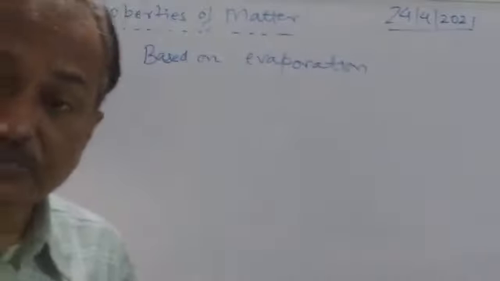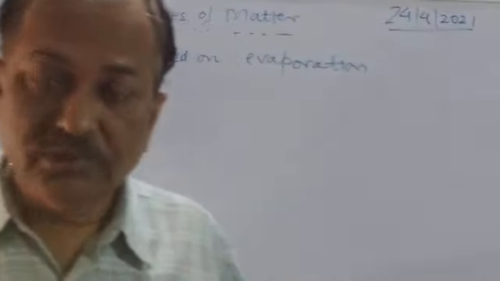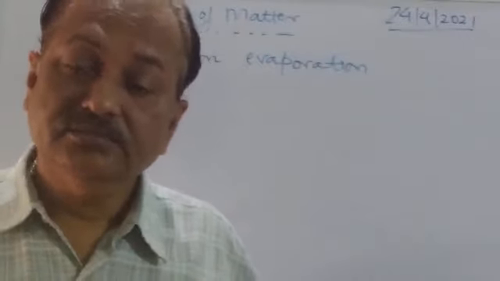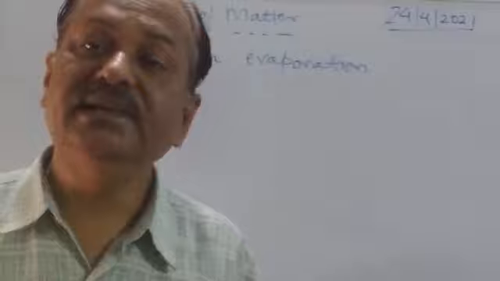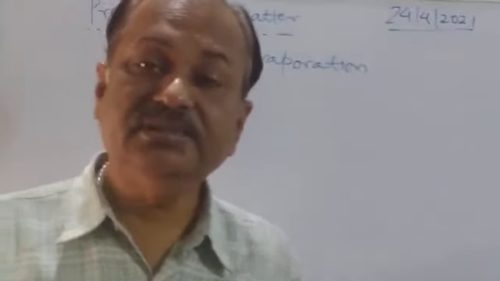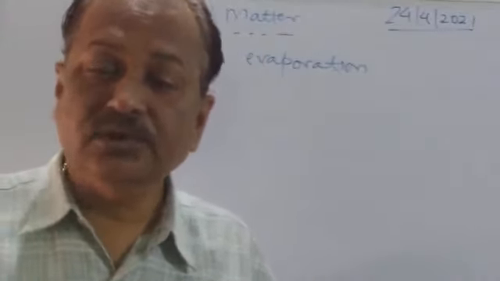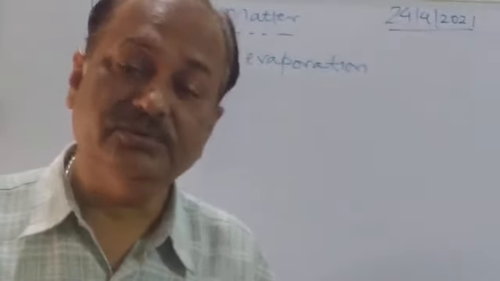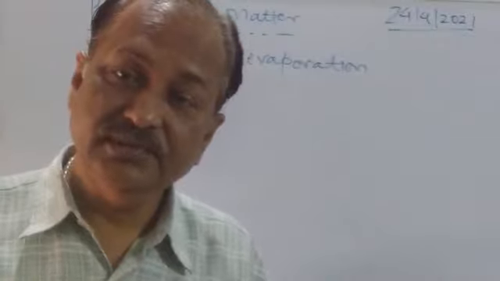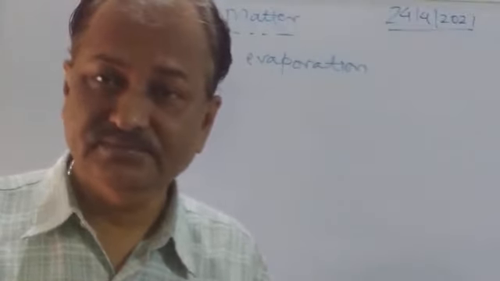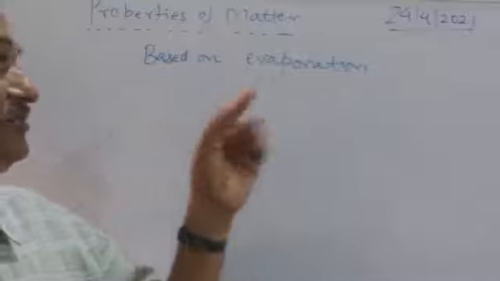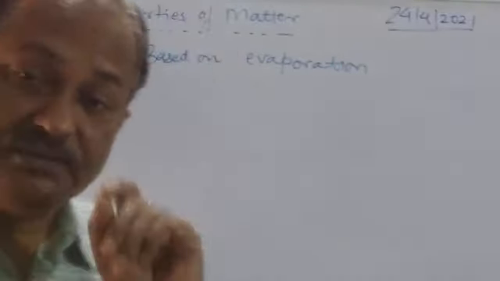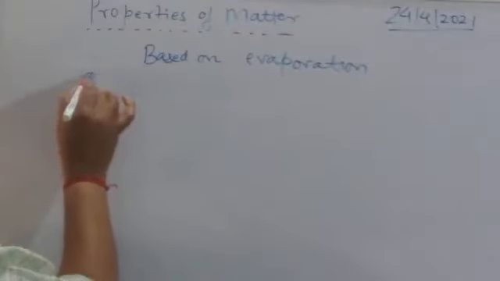Now, I'm going to explain today some more important properties of matter and some important points which we see in our daily life. For example, children, the water kept in earthen pots, which we call matka, is cooled. You know this thing? But what is the reason behind it? Actually, children, it is based on evaporation. So this I am going to explain.